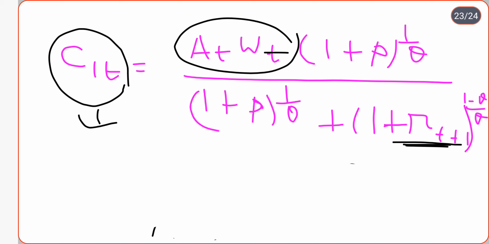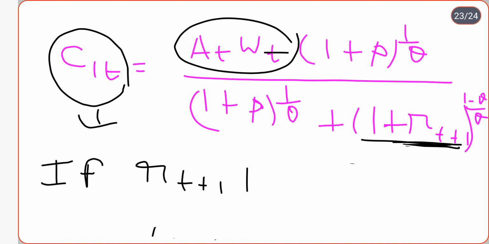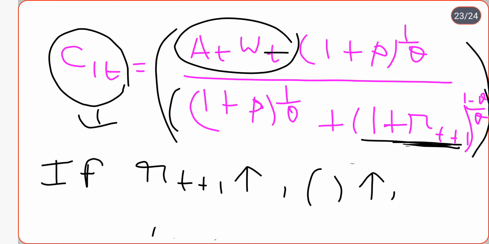So now this portion, concentrate on this portion: (1 + R_{t+1}) to the power (1 − θ)/θ. Concentrate on this portion. So now, if this portion is increasing, I mean to say, if R is increasing, R_{t+1} is increasing, then obviously this entire value will increase, right? This entire value will increase, and this entire fraction will decrease. This entire fraction will decrease.